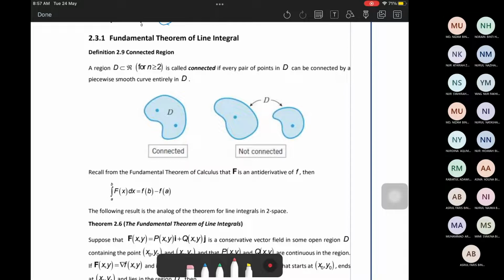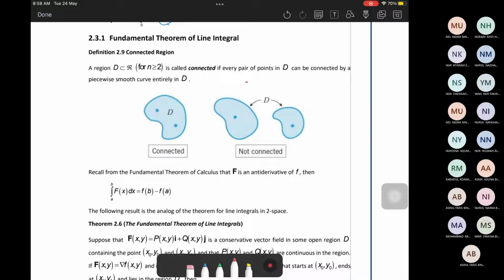Dimension 2.9 connected region. A region D is subset of R, where R is the real number from n greater equal to 2 is called the connected if every pair of point in D, okay, every pair of point in D can be connected by a piecewise smooth curve entirely in D.